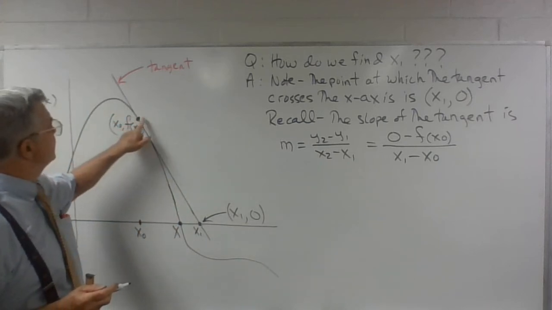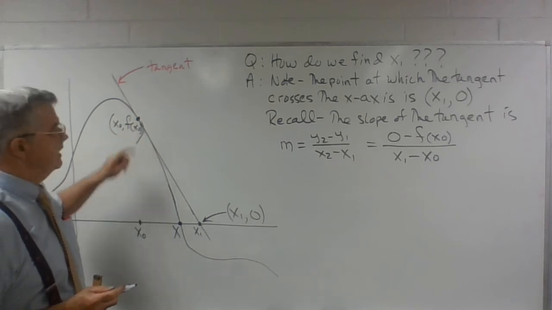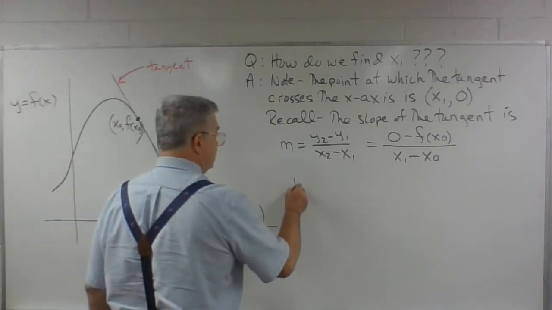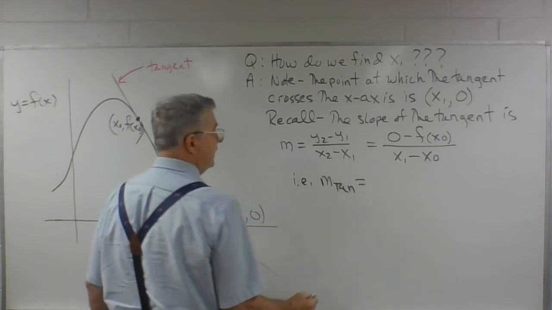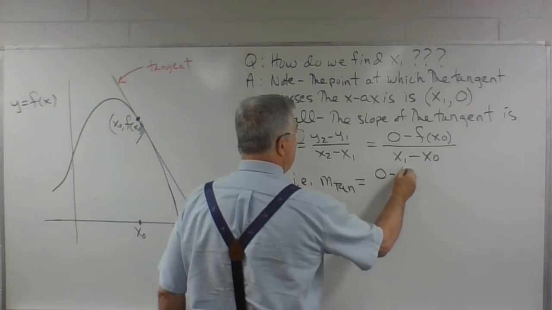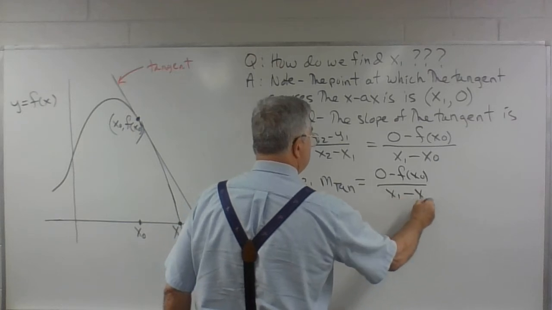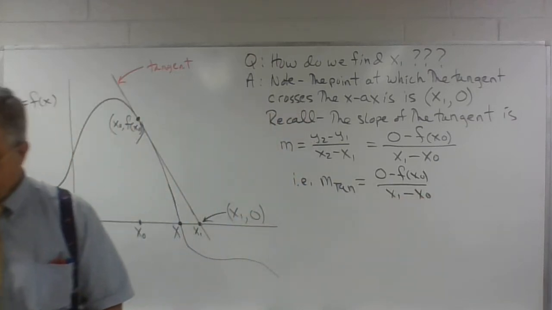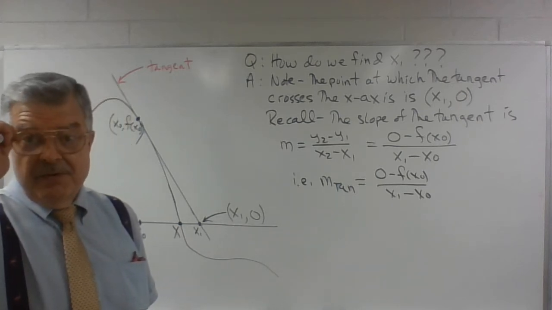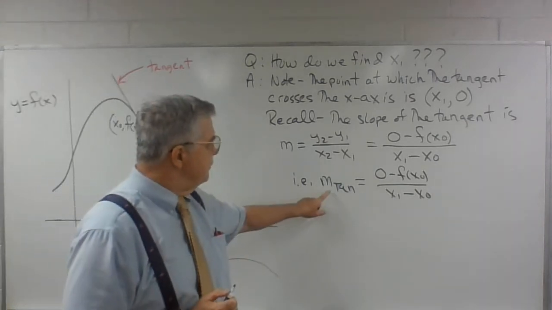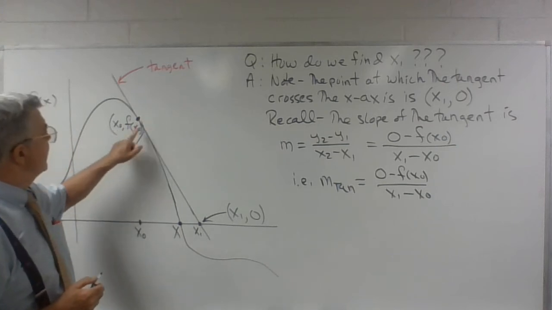But this is a tangent line, a tangent to the graph of f of x at the point x naught, f of x naught. So let's write it as it really is. The slope of the tangent is equal to 0 minus f of x naught over x1 minus x naught. Everything's coming into view now. This is the slope of a tangent line at the point x naught, f of x naught.